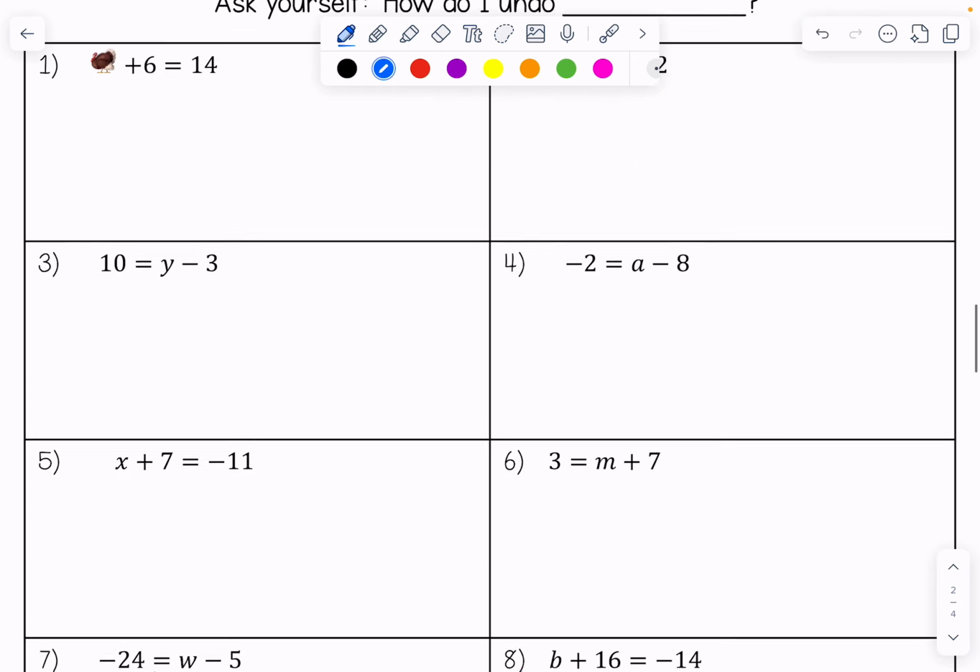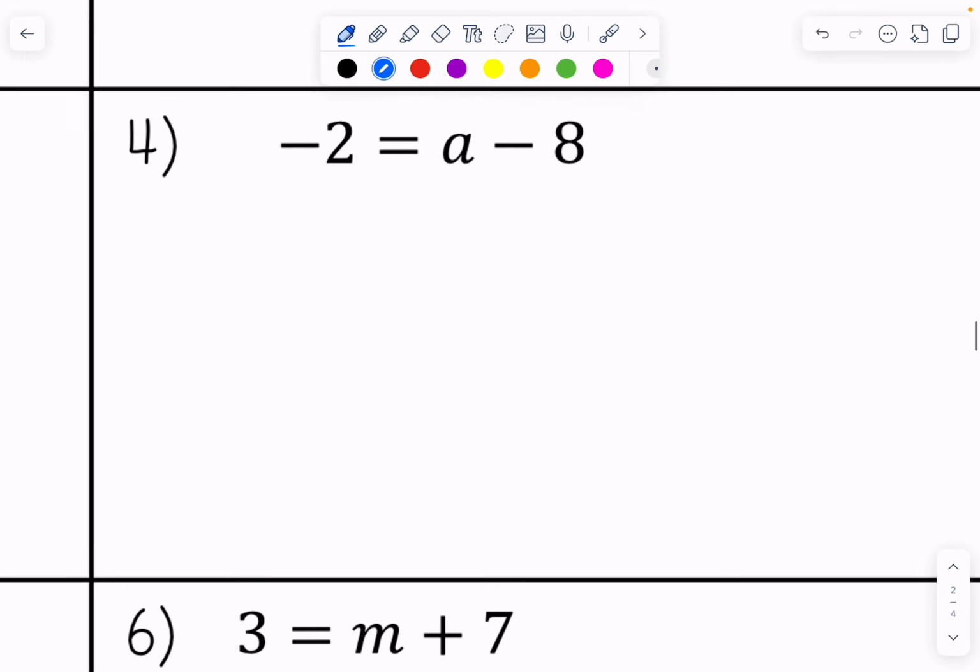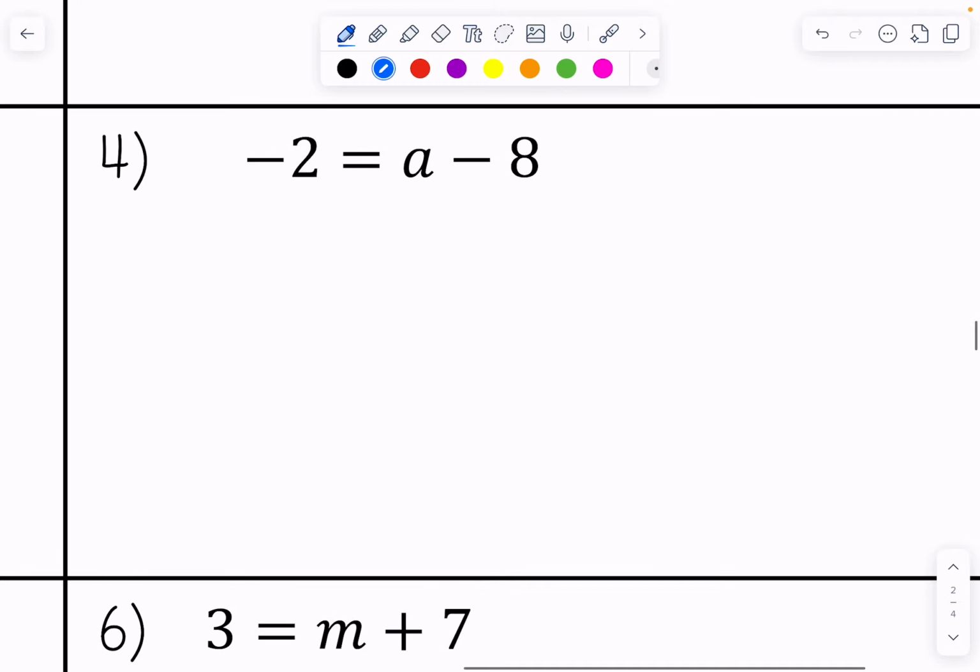So we're going to skip to number 4 here. Okay, so we have -2 is equal to a minus 8. So -2 has the same value as something minus 8. And so what we want to ask ourselves is, we want to find our variable and ask what's happening to the variable right now. When I look at this equation, I see that I'm subtracting 8 from the variable. So to undo that, we want to add 8.